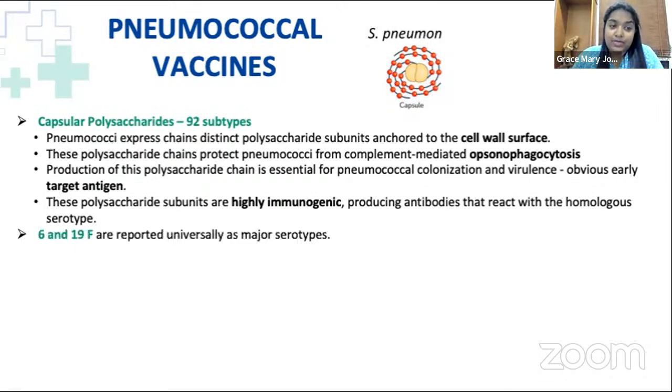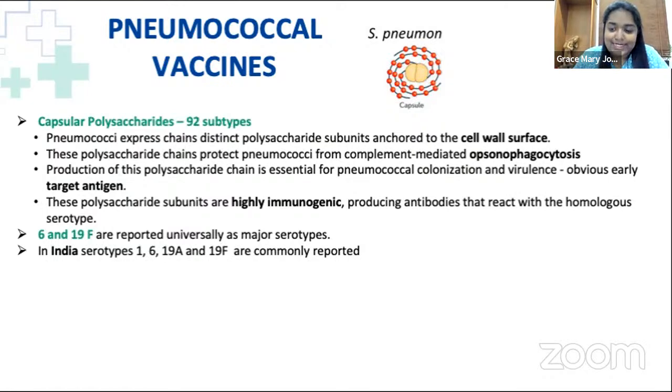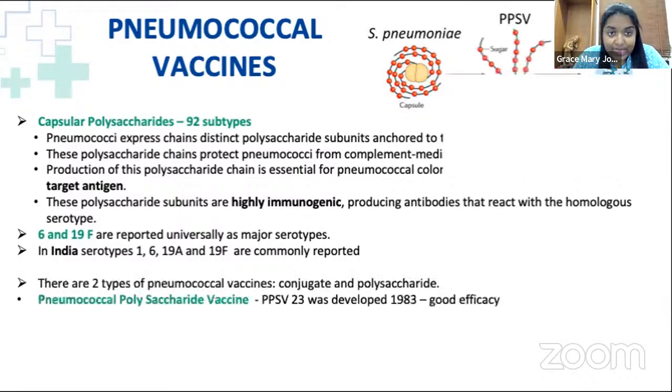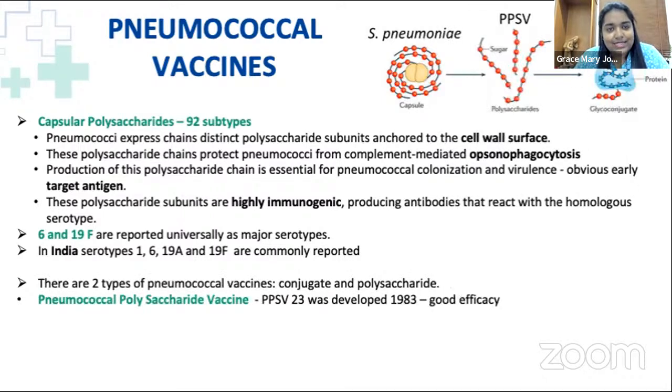Out of the 92 subtypes that we see, globally, 6 and 19F are the most reported serotypes. And in India, additionally to 6 and 19F, we have 1 and 19A that are being reported when it comes to Streptococcus. Now, what we have done is to have vaccines against Streptococcus pneumoniae. There are 2 vaccines that you can see. One is a polysaccharide vaccine, that is PPSV, the pneumococcal polysaccharide vaccine. The other one is the pneumococcal conjugate vaccine.